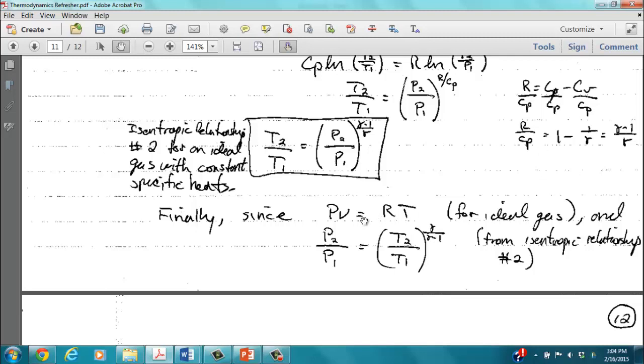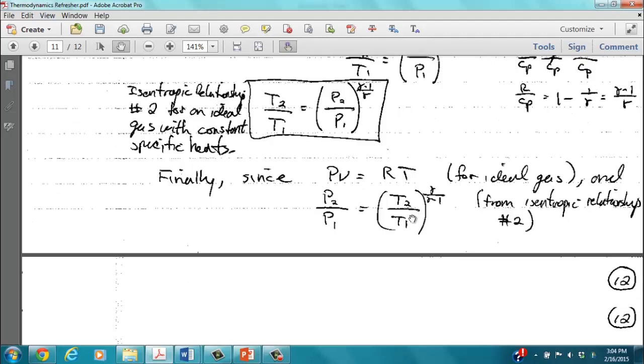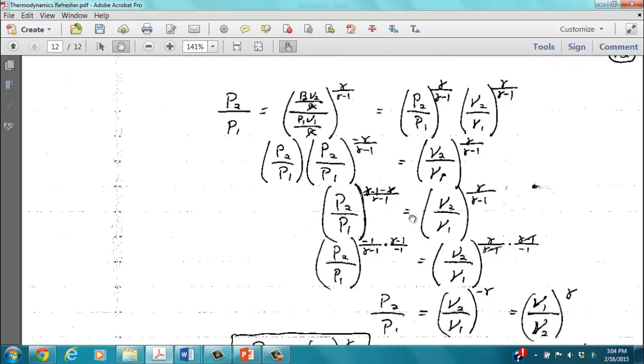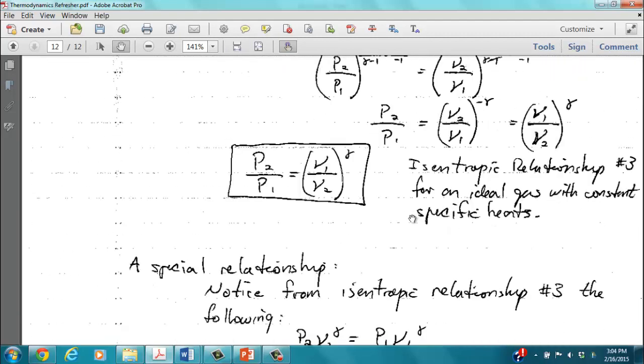Finally, we can take our ideal gas equation and start with our second isentropic relationship and come up with a third isentropic relationship, which is the following. It's the pressure ratio related to the inverted volume ratio raised to the power of gamma, okay? And so this is isentropic relationship number 3. And again, this is appropriate only for ideal gases undergoing an isentropic process with constant specific heats.